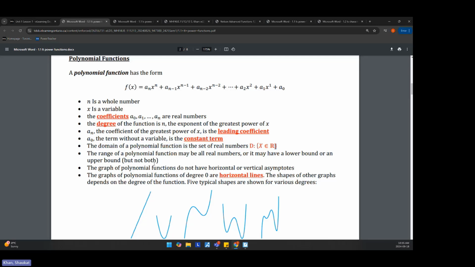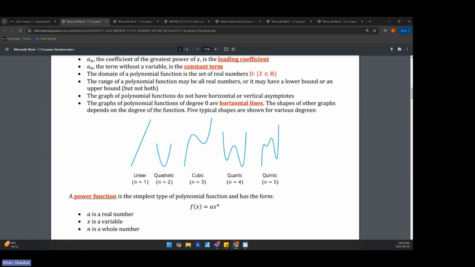The domain of a polynomial function is the set of real numbers. And the range of a polynomial function may be all real numbers, or it may have a lower bound or an upper bound, but not both. And we'll talk about that. The graphs of polynomial functions do not have horizontal or vertical asymptotes. So remember, we're just talking about polynomial functions. So these are different than other functions. And yeah, we'll get into the details in a little bit.